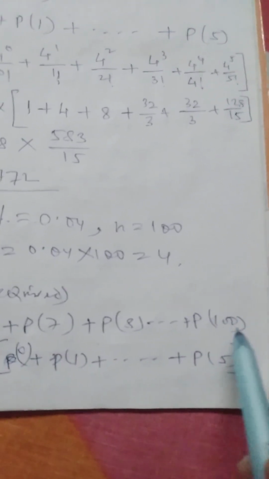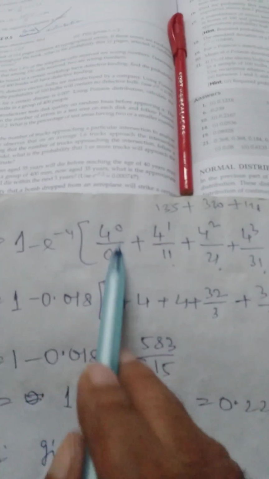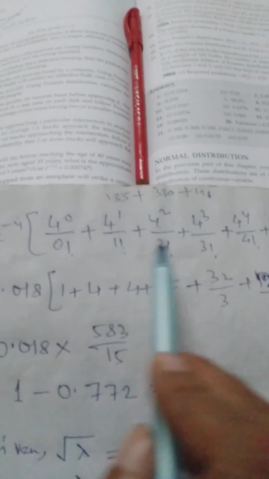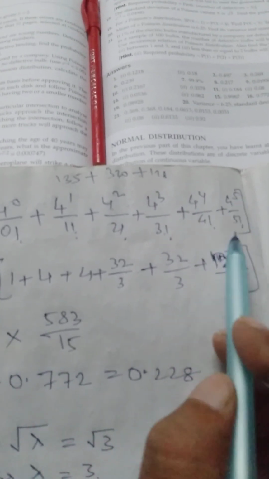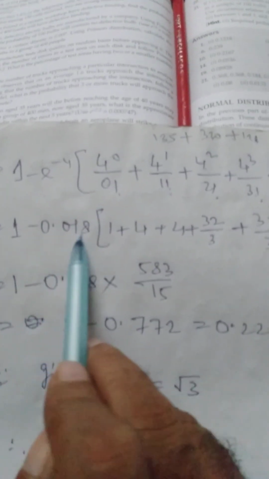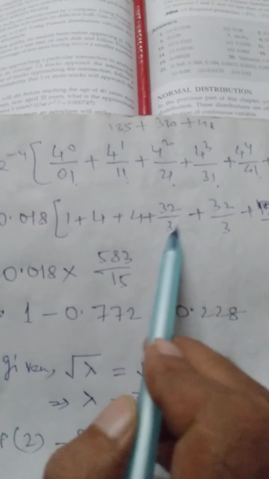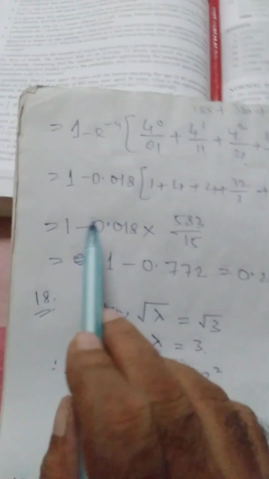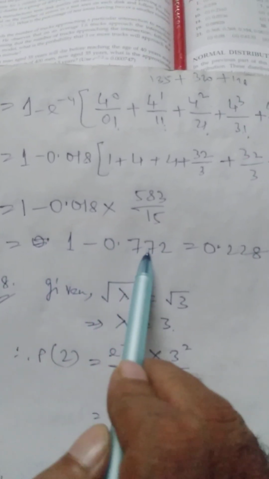So P6 plus dot dot P100, which will make it 1 minus P0 plus P1 plus dot dot dot till P5. 1 minus e raised to minus 4 into 4 to the power 0 by 0 factorial plus 4 to the power 1 by 1 factorial plus 4 to the power 2 by 2 factorial, 4 to the power 3 by 3 factorial, 4 to the power 4 by 4 factorial, 4 to the power 5 by 5 factorial, which will make it 1 minus 0.018 into 1 plus 4 plus 8 plus 32 by 3 plus 32 by 3 plus 128 by 15. 1 minus 0.018 into 583 by 15, which will make it 1 minus 0.772, which will make it 0.228.